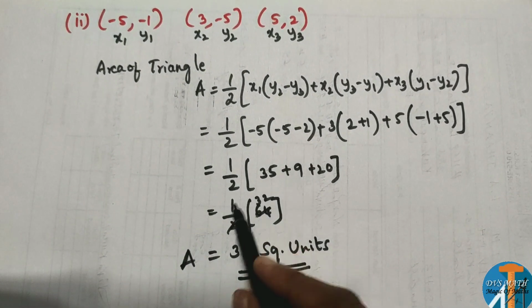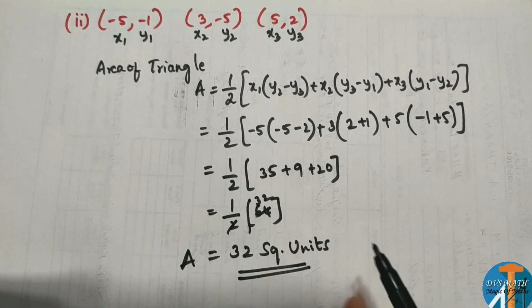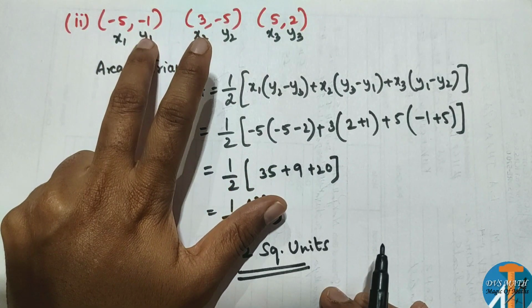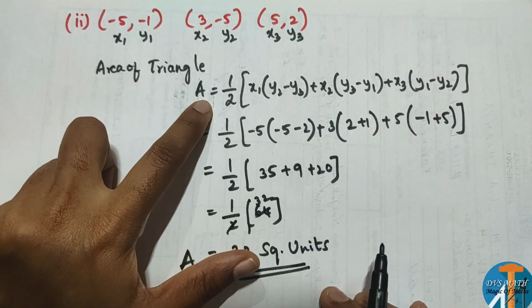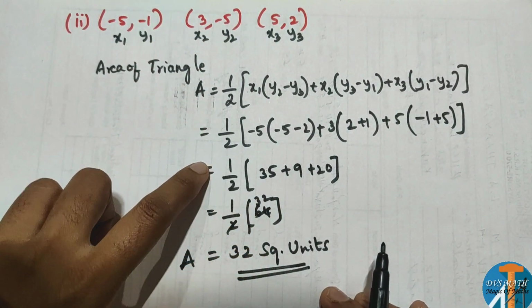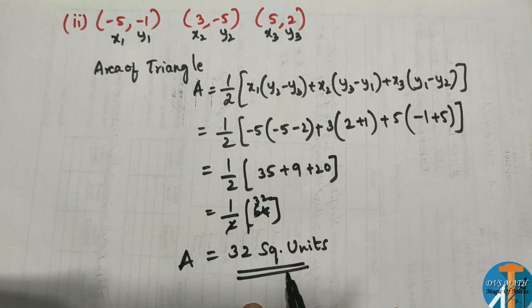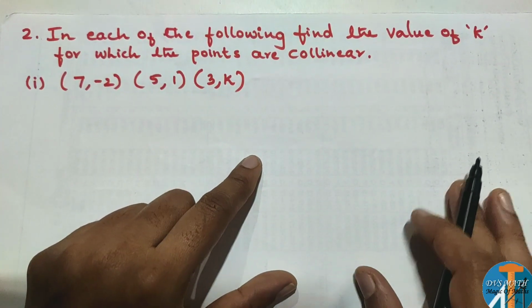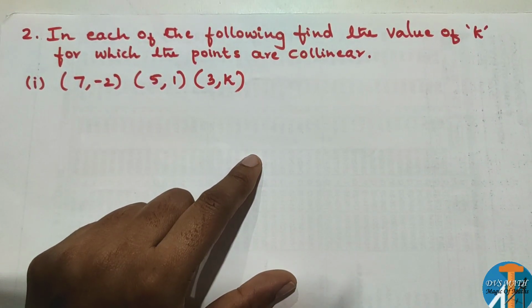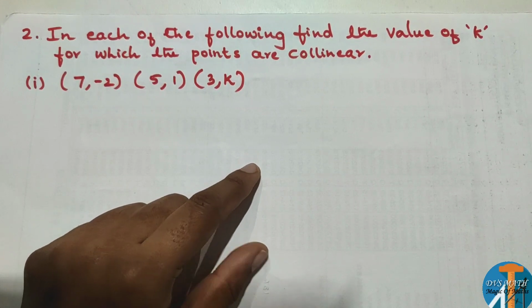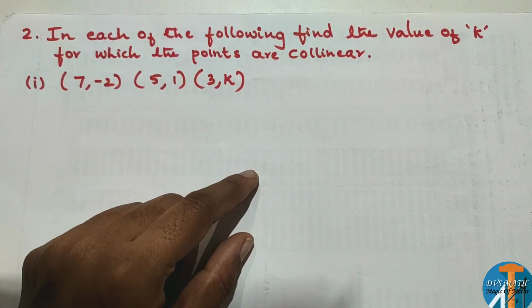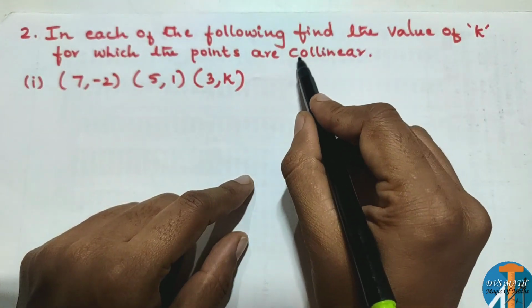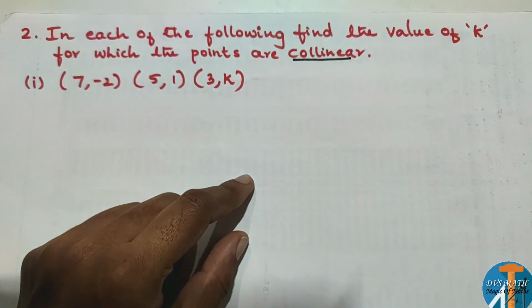As I told you, sometimes it is equally divisible or sometimes you will get a decimal point. Now the coordinates: write x1 y1, x2 y2, x3 y3. Write the formula correctly, substitute it, simplify it, and finally write the answer in SI unit, that is square units. This is fixed: square units. So now let's move on to question number 2. In each of the following, find the value of k for which the points are collinear. Observe, in this case you have a word called collinear, right?